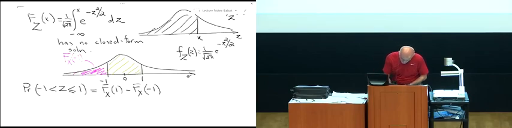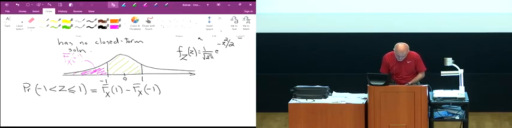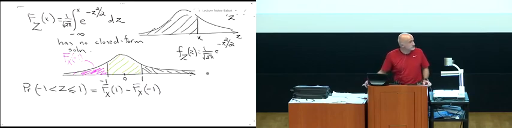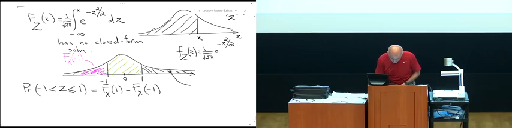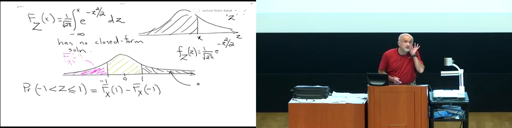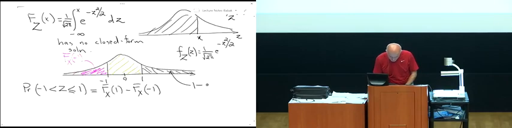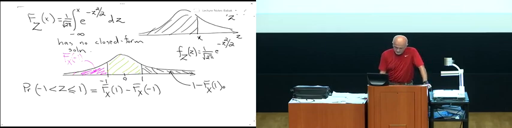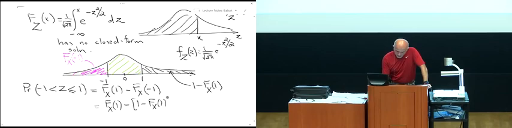Exactly. We do 1. So notice this pink area here is the same as this black area here. And what is that black area? That's the complementary CDF at 1. The complementary CDF is simply given by 1 minus that. So I have F_X at 1 minus (1 minus F_X at 1), and that gives me 2 F_X at 1 minus 1. Now we go to the table.